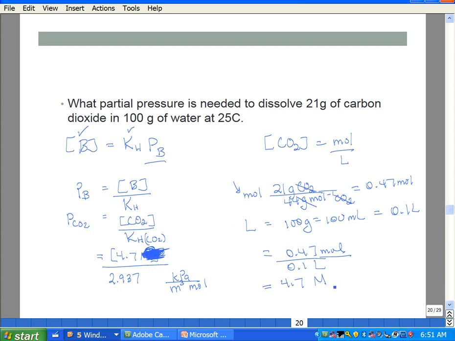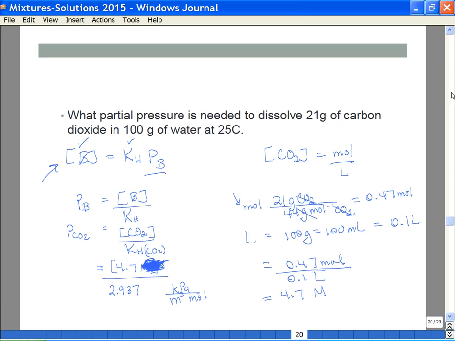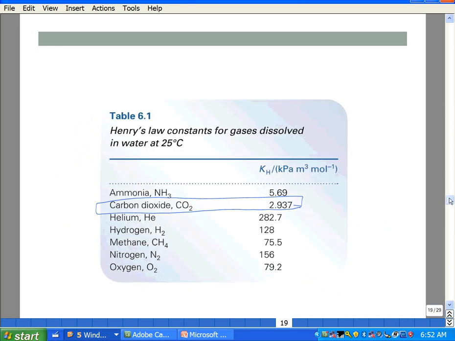So if this is our expression, and we're now trying to calculate the pressure of carbon dioxide, which is PB, and B is CO2, we rearrange the equation so that the concentration of CO2 is now over the Henry's law constant for CO2. And I showed you in the previous slide the table that shows the Henry's law expressions, and you see what the unit is for K Henry: kilopascal per cubic meter per mole.